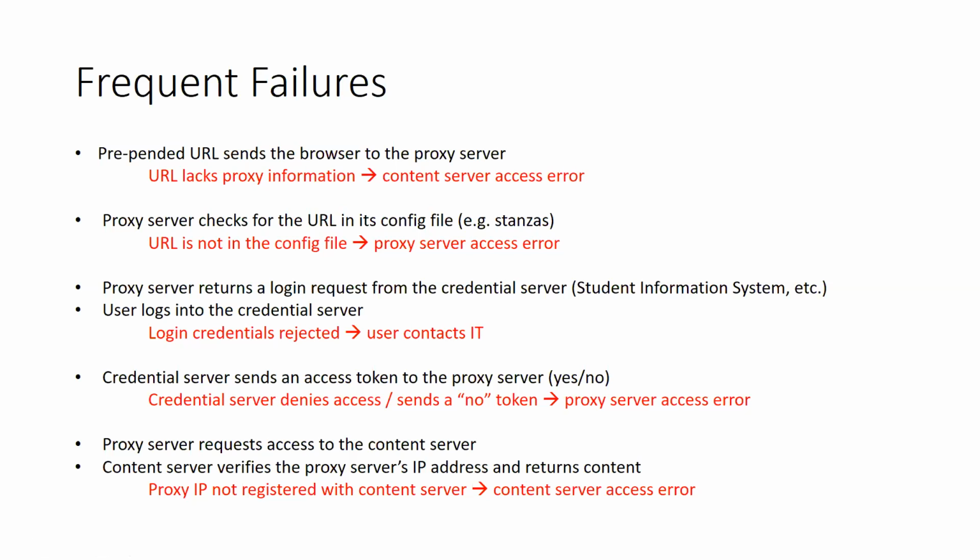The credential server can also send back a no token. People can log in, but for some reason, depending on your access setup, it can send back a no token that says, this is alumni and they're not allowed into this because of whatever reason. So that generally results in another proxy server access error, which makes it sort of hard to triangulate which of these two it is sometimes.